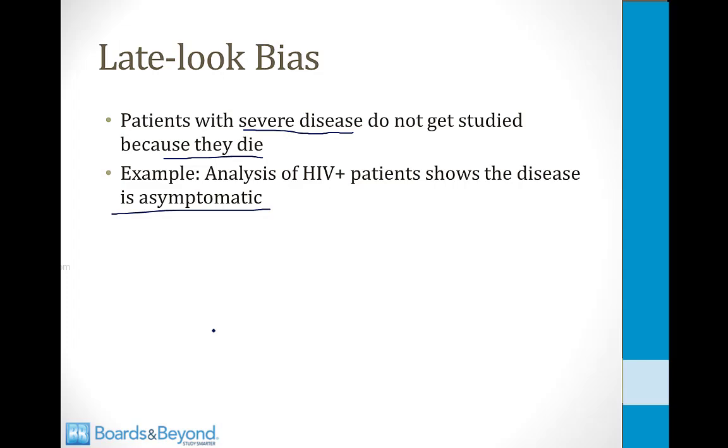And patients who have less severe forms of the infection are more likely to be alive and able to respond to the survey. It's called the late look bias because you are looking at patients late in the course of the disease who have survived the early phases. It's also sometimes called length bias because these types of studies are biased towards patients who have survived for longer periods of time, and they're biased against patients who die early on due to a severe form of the disease.